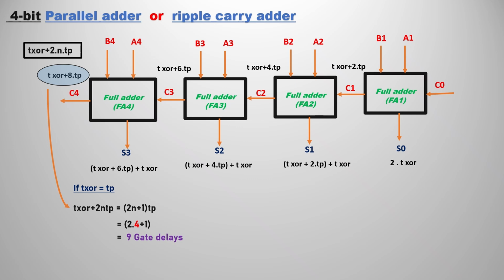Suppose TXOR is equal to TP, where TP means the AND gate propagation delay and the OR gate propagation delay. Both are the same: the AND gate propagation delay is known as TP, and the OR gate propagation delay is also known as TP. If the XOR propagation delay and the propagation delay of the AND gate are equal, then the output would be TXOR plus 2n TP. In this case n is 4, so replacing n with 4, you get 9 as the output. So 9 gate delays in the 4-bit parallel adder. But in the 4-bit CLA, we had just 3 gate delays for the carry and 4 gate delays for the sum.